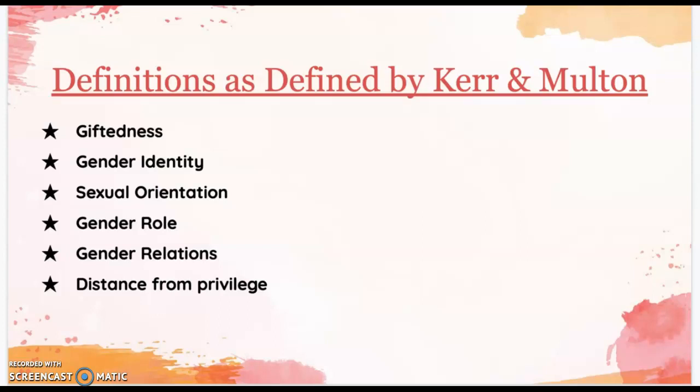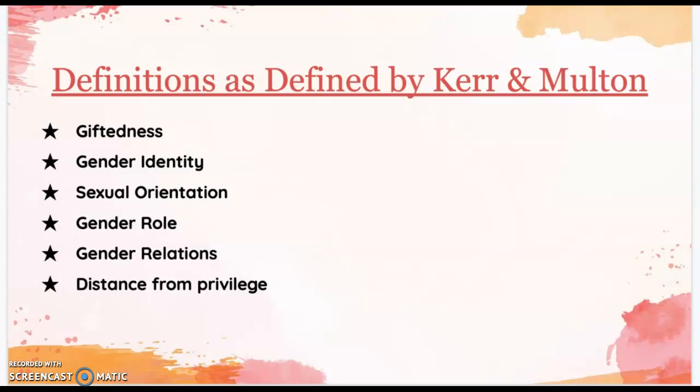To begin, we'd like to get you familiar with some definitions that were defined by these authors that we'll be using throughout this presentation. To begin, we have giftedness. This is one's potential for exceptional achievement or eminence in a specific domain. We also have gender identity, which is the subjective sense of one's maleness or femaleness. On the other hand, we have sexual orientation, and this is the direction of one's sexual attraction.